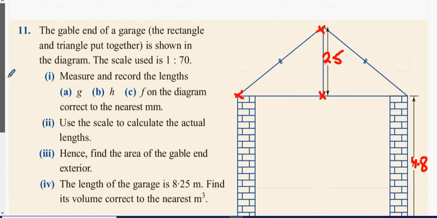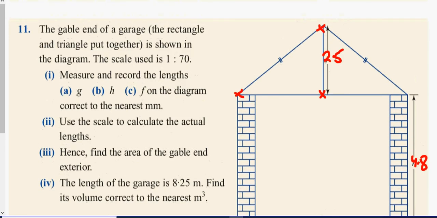Centimeters or millimeters? Not just centimeters. Oh, sorry. So we're all wrong there. 25 mils. Is that not 2.5 centimeters? Yeah, which is 25 millimeters. It says to the nearest millimeter, so we round it to the nearest.